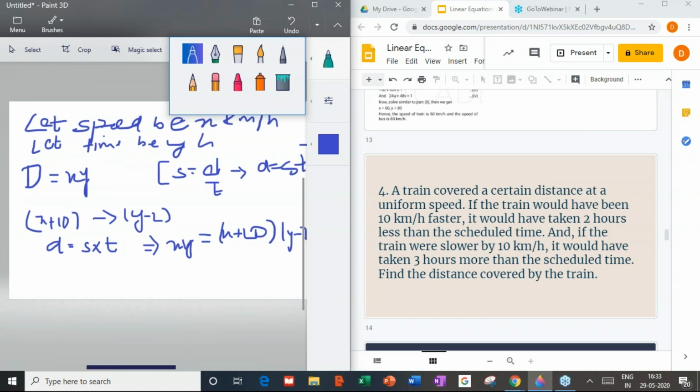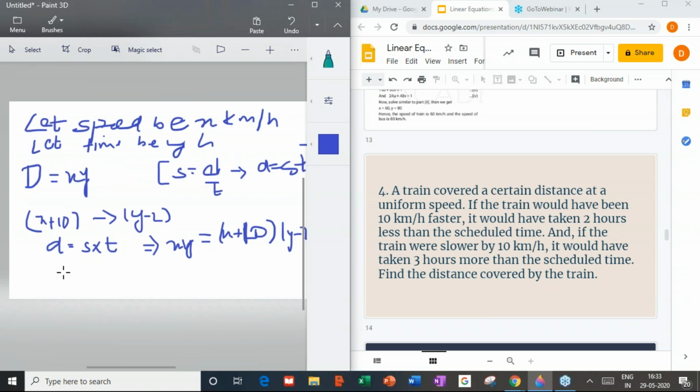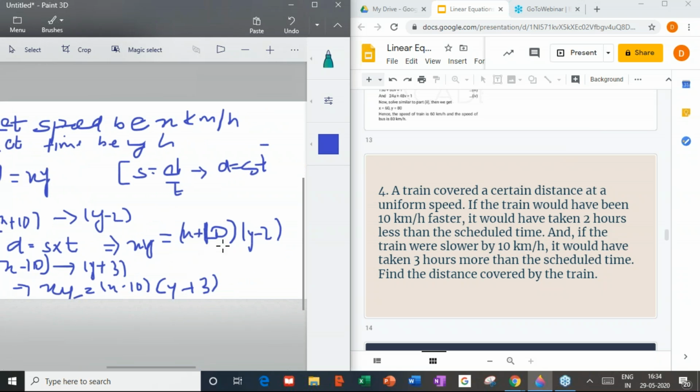And in the second case, they are saying if the train was slower by 10, it should be x minus 10, right? It would have taken 3 hours more, y plus 3, correct? So this equation will look something like this: xy is equal to x minus 10 into y plus 3. Okay, simplify. Not to panic if you simplify these two equations. Okay, they're not so clearly visible, isn't it? Should I write them again?